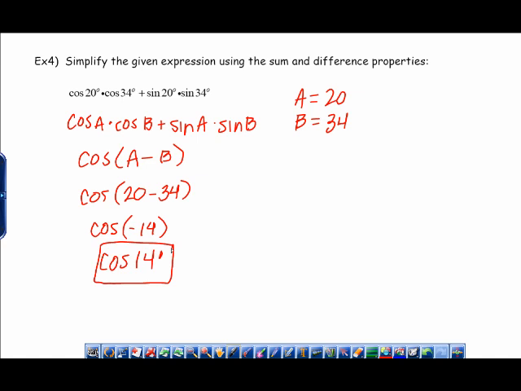So I used sum and difference, and I used the even property of cosine in that. If this had been sine of negative 14, then I could do negative sine of 14. At that point, it's arguable about which one would be more simplified. Definitely here, though, this is the most simplified. And if you were doing a problem in calculus, cosine of 14 degrees is much easier to work with than that whole thing.